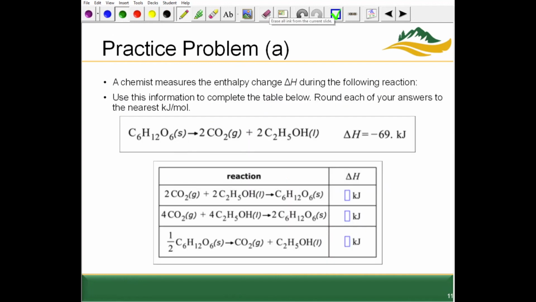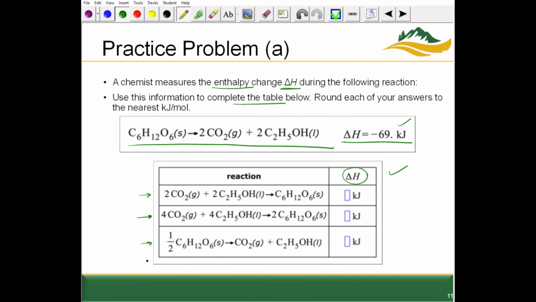Let's try this practice problem. A chemist measures the enthalpy change delta H for the following reaction. Use this information to complete the table below. So we have this reaction initially. Its change in enthalpy is negative 69 kilojoules. What is the enthalpy change then for this version of the reaction, this one, and this one?